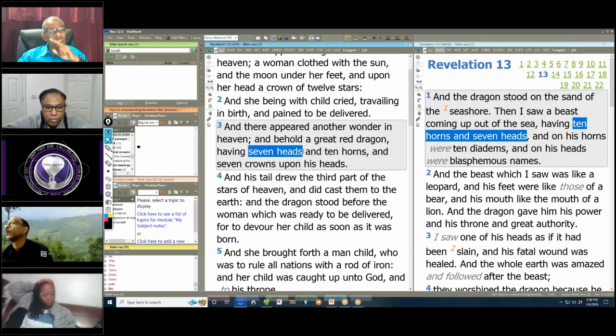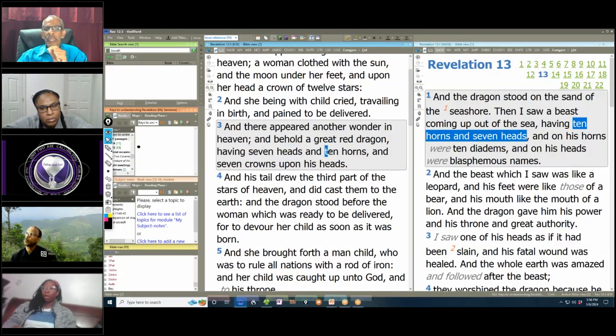but in the last moments of time, it won't be any head, because it says that the 7 heads will fall, and then it will be 10 horns. The last manifestation of Satan's kingdom on the earth will be through 10 horns. Not through a head kingdom, but through a kingdom that has 10 horns. So I hope that is understandable.